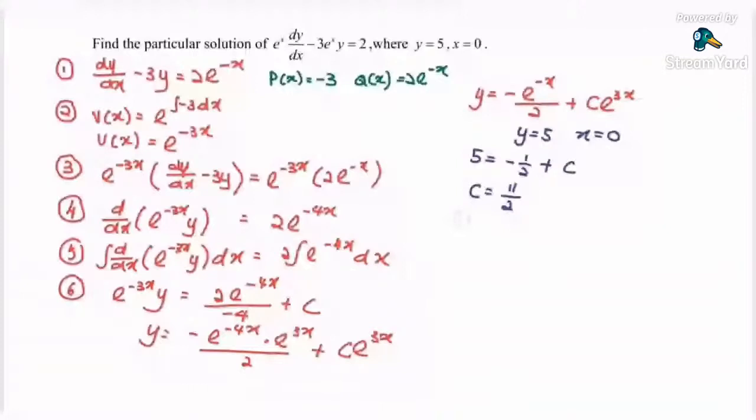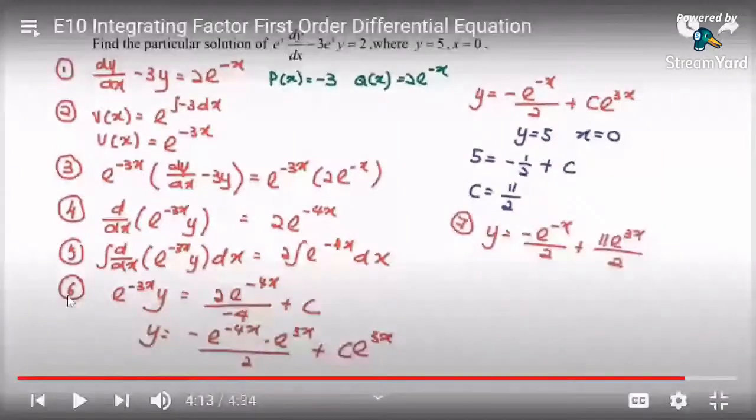Jika you rujuk kepada example yang sebelum ini, saya berhenti di sini, betul? Kemudian saya substitute value untuk dapatkan C. Untuk example ini pula, saya tak berhenti di sini. Saya cuba express Y in terms of X. Dan akhirnya saya dapat ini. Kemudian baru saya substitute. So mohon beri perhatian tentang kawasan ini ya.